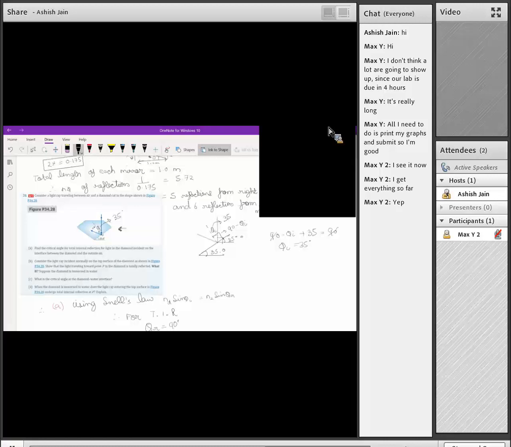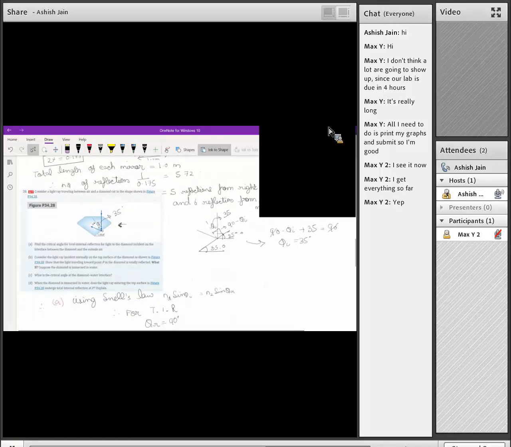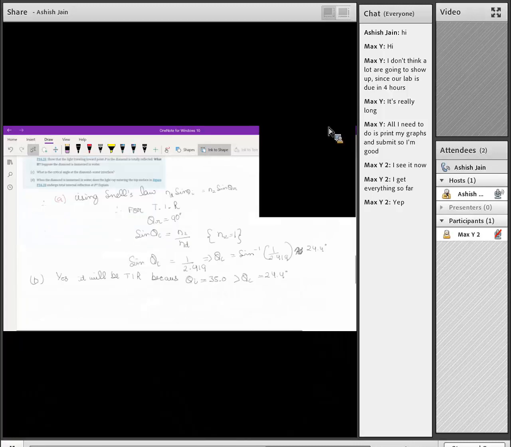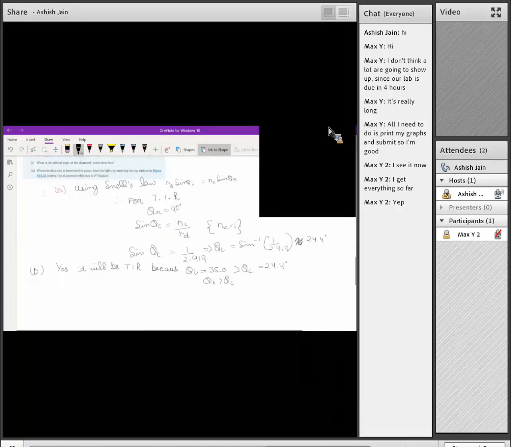Theta I is equal to 35 degrees. I hope it makes sense. Just proving that theta I is 35 degrees. So theta I is greater than theta C. That means light will be totally internally reflected. So light will experience total internal reflection because the incident angle is greater than the critical angle.